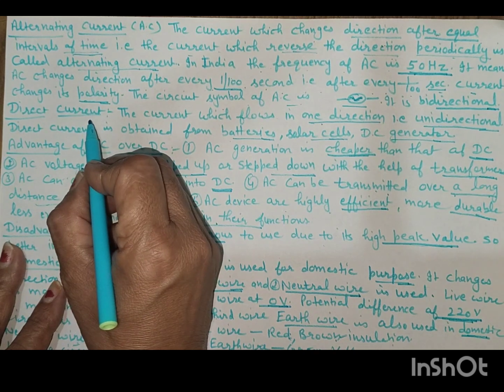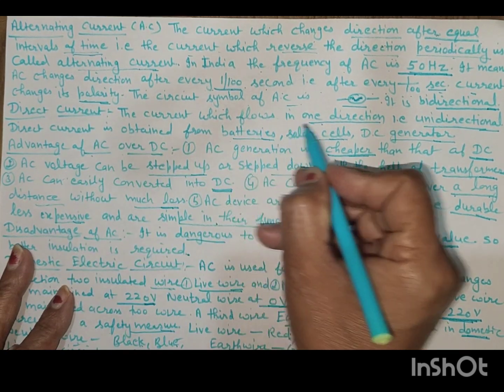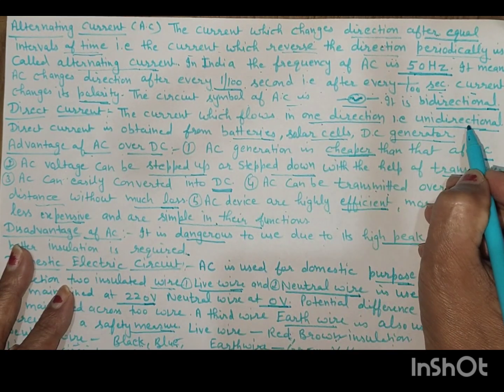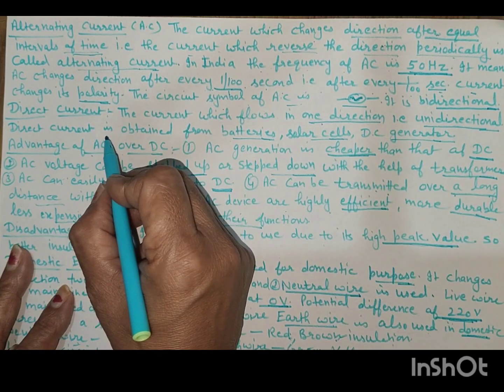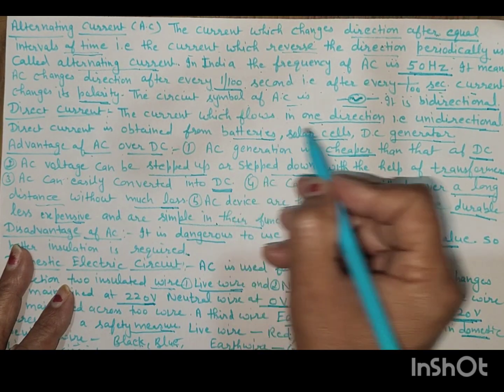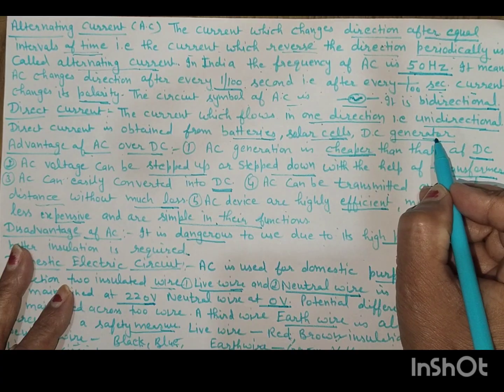Direct current or DC. The current which flows in one direction, that is, it is unidirectional. Direct current is obtained from batteries, solar cells and DC generators.